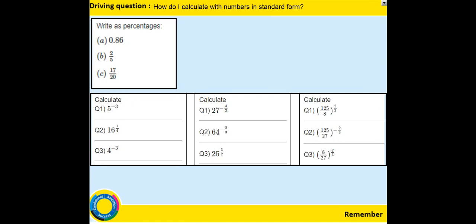We've got just a recap of some previous knowledge from Key Stage 3, and then we've got a recap from a couple of lessons ago on indices. So try those, and then when you're ready for the answers, play the video.